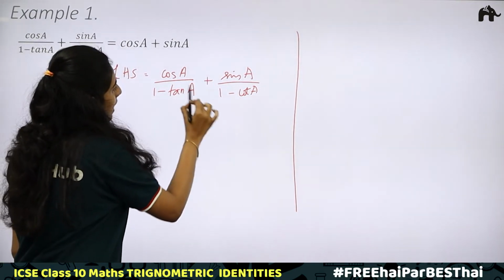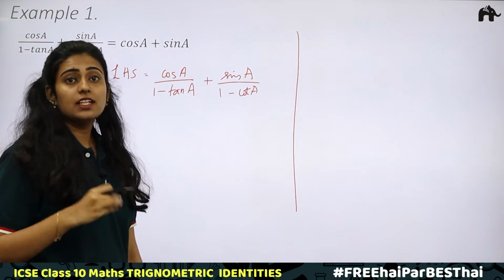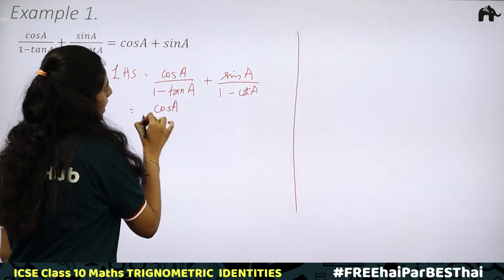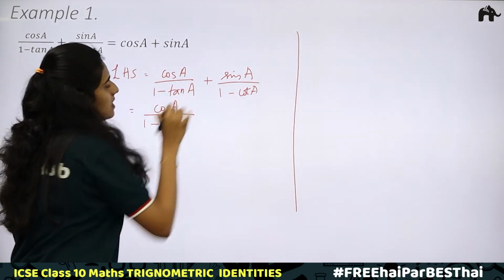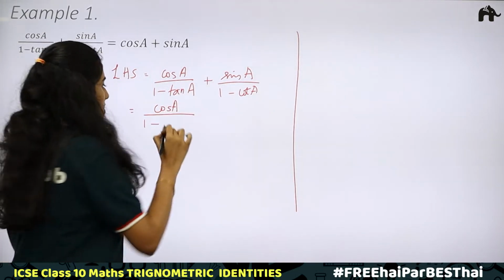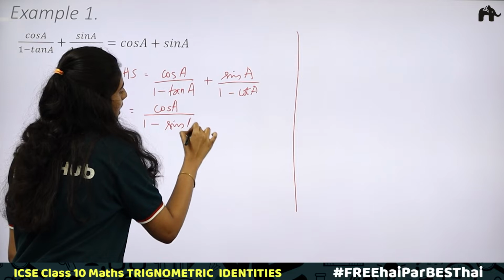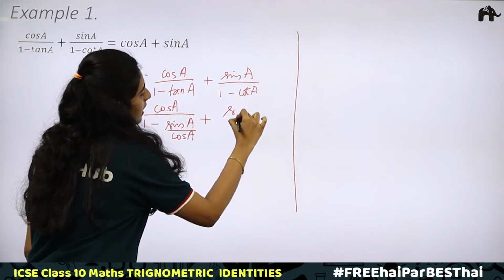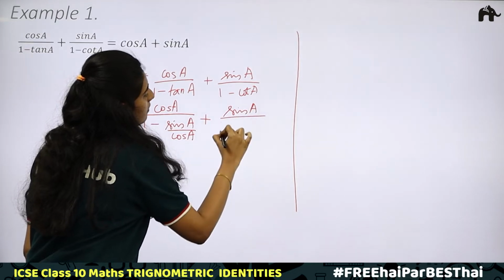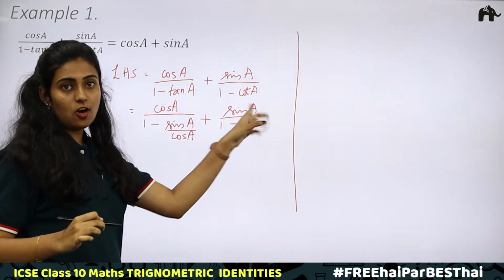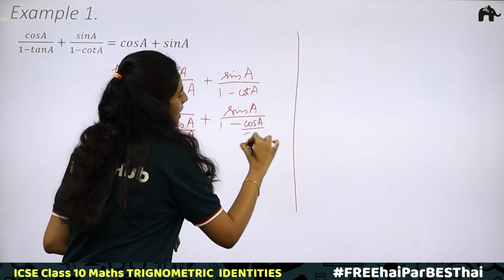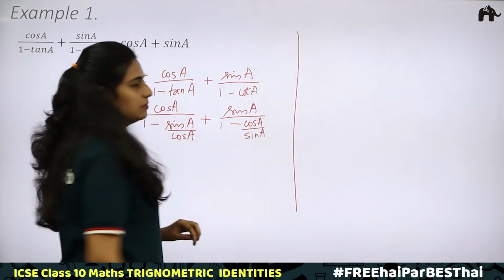Here tan A and cot A we are going to write in terms of sin and cos. Then this becomes cos A divided by 1 minus. What is tan? Tan is sin by cos. Sin A by cos A. Here we have sin A divided by 1 minus. What is cot A? Cot A is cos A by sin A. Cos A divided by sin A.